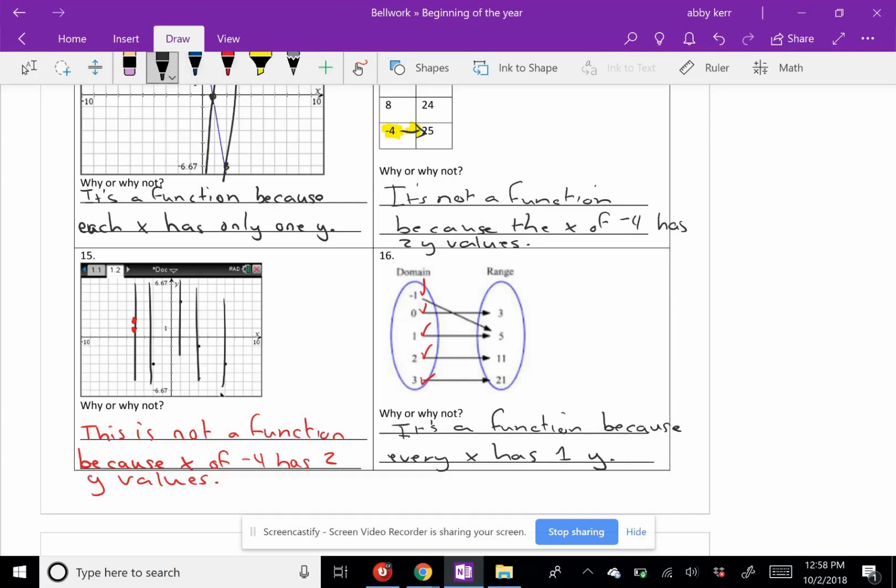Now the reason why I asked you to cover this up is because some students that don't cover it up see, well, I have 2 x's with 1 range, so that means it's not a function. That's not correct. You don't care about the ranges. You only care about the x's.